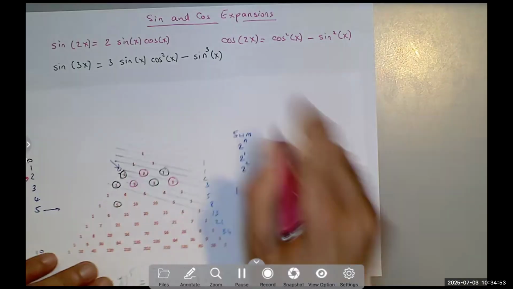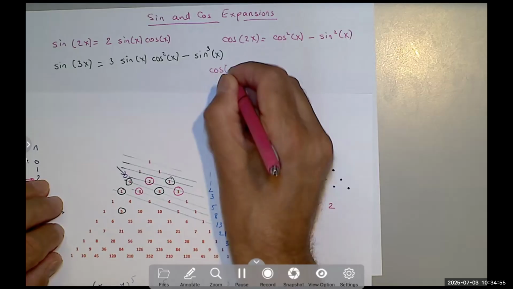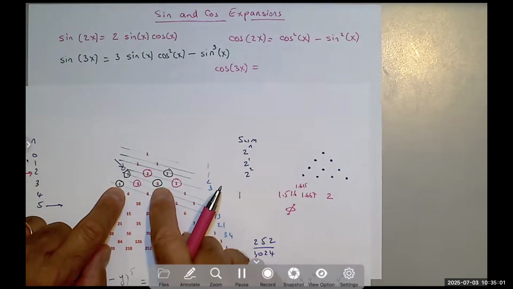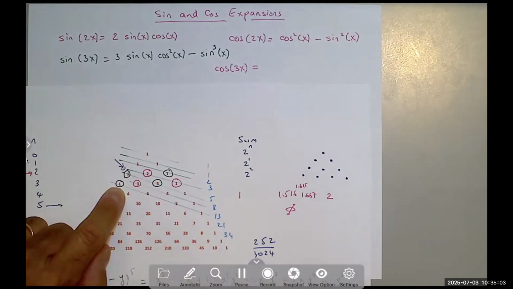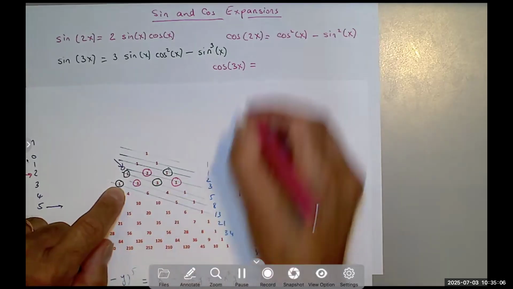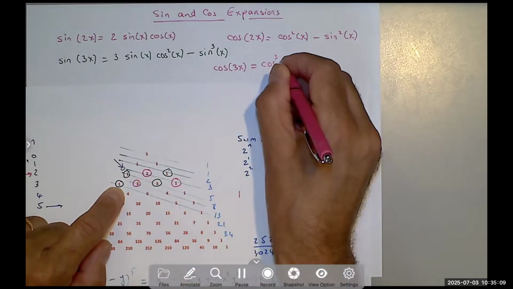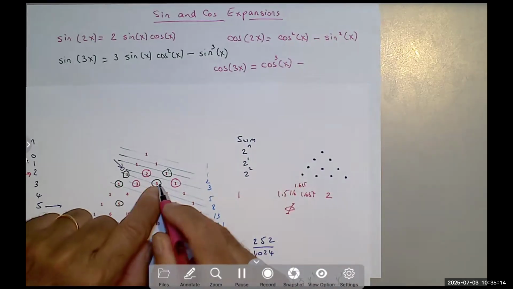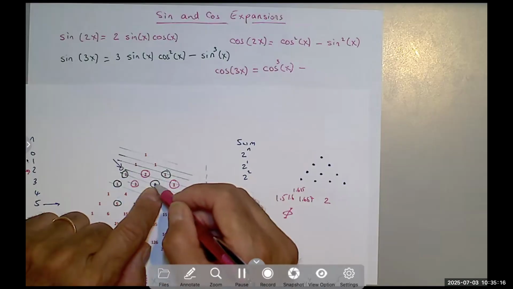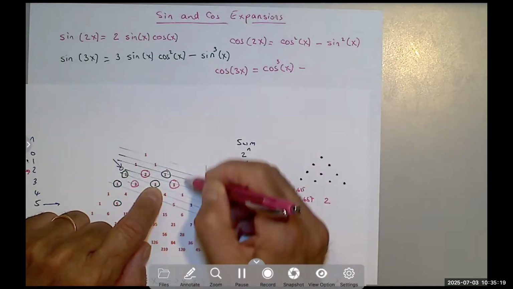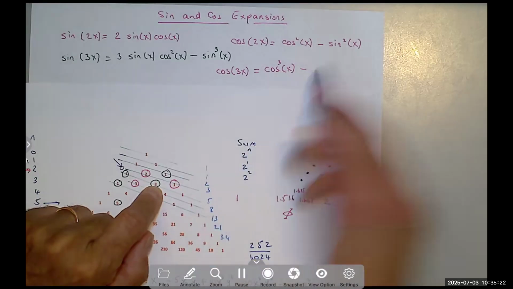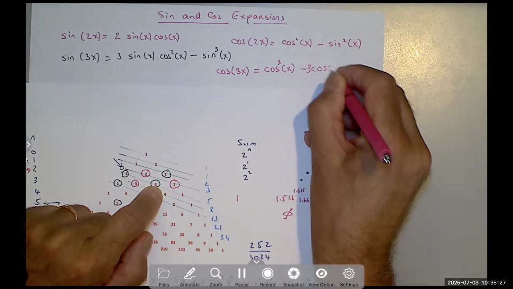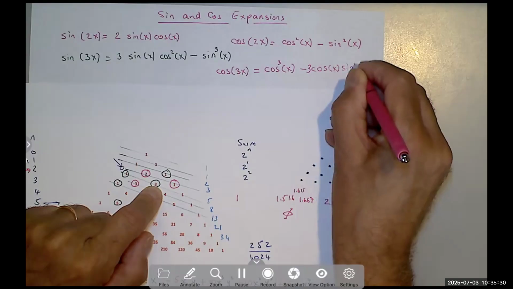Let me expand cosine 3x, and then that would be very simple for you to see. I take these two entries. The first entry is the highest power of cosine, and the coefficient is 1. So it's cosine cube of x minus, I jump and I come here. So this is, I decrease the cosine by 2 power and increase the sine power by 2, and the sine wasn't there. So I get, I'm sorry, minus 3 cosine x sine square x.